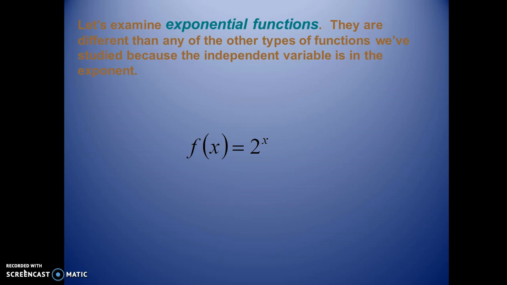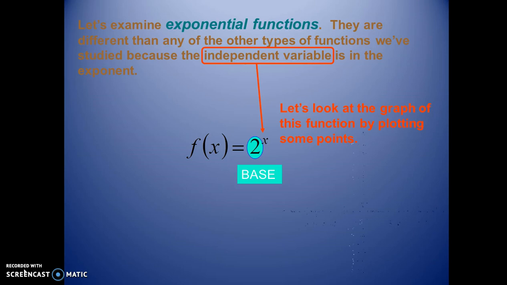Here's an example of one of those. f of x is equal to 2 to the x power. 2 is your base, and the independent variable, the x, is up in the exponent. Alright, let's look at a graph of this function by plotting some points.